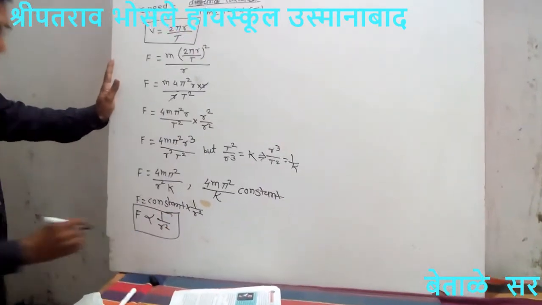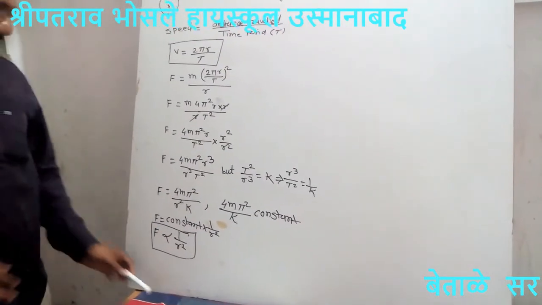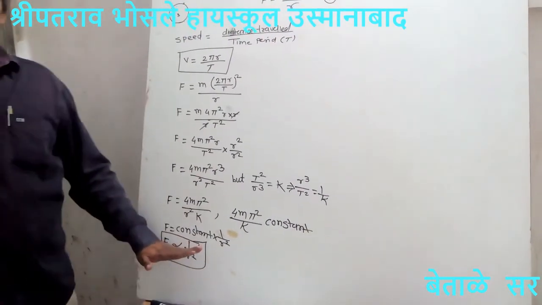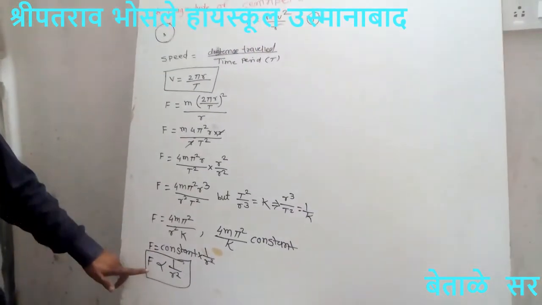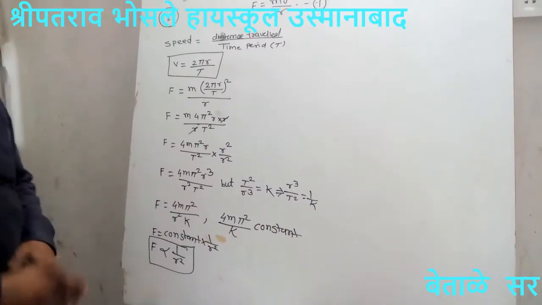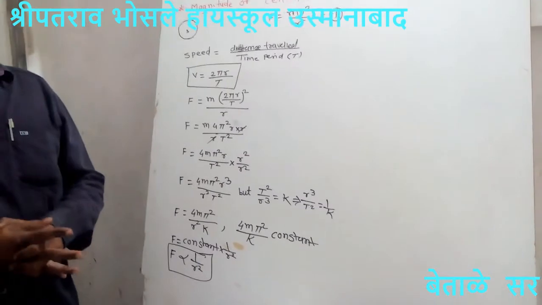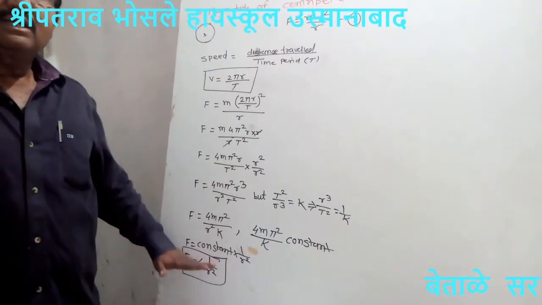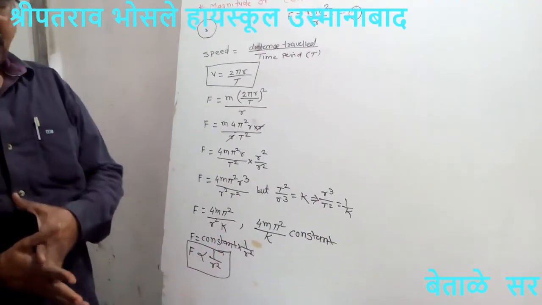F is inversely proportional to 1 upon r². या ठिकाणी कसं आहे, F is inversely proportional to 1 upon r², या ठिकाणी आपल्याला हा फॉर्म्युला मिळतो आणि this is known as the inverse square law of gravitation. या ठिकाणी हा लॉ म्हणजे काय म्हणतो आपण, inverse square law of gravitation.